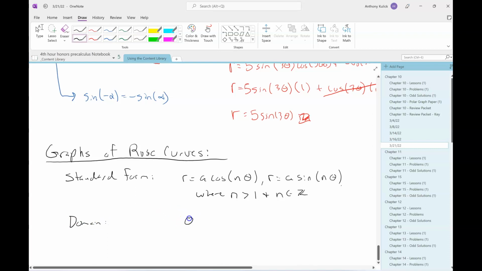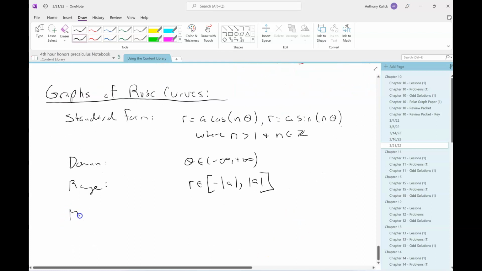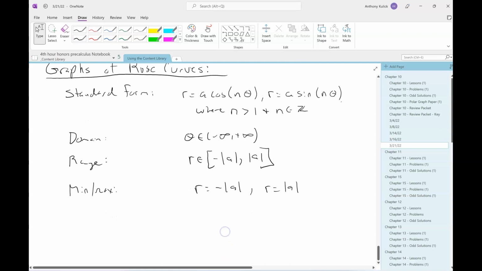The domain, well, all it's got are sines or cosines in it, so the domain just has to be all real numbers. The range is going to be negative absolute value of a, comma, positive absolute value of a. Our mins and maxes, well, the min is negative absolute value of a, and the max is positive absolute value of a.